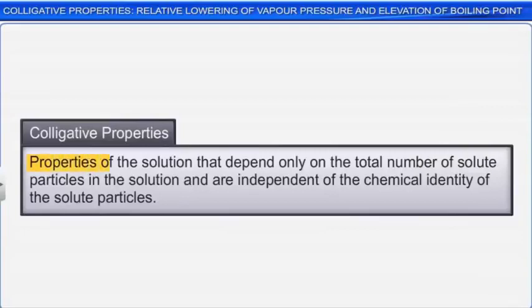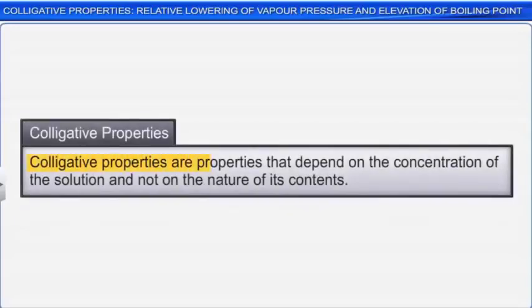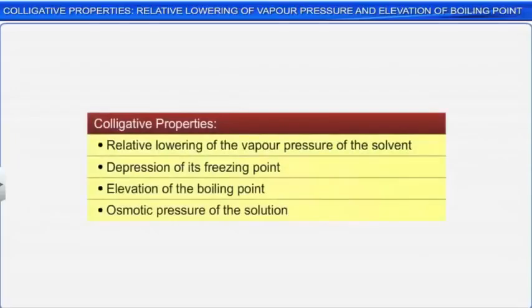Colligative properties are defined as properties of the solution that depend only on the total number of solute particles in the solution and are independent of the chemical identity of the solute particles. In other words, colligative properties depend on the concentration of the solution and not on the nature of its contents. Solutions containing non-volatile solutes exhibit the following colligative properties: relative lowering of the vapor pressure of the solvent, depression of its freezing point, elevation of the boiling point, and osmotic pressure of the solution. These properties provide methods for the determination of molecular masses of the dissolved solutes.